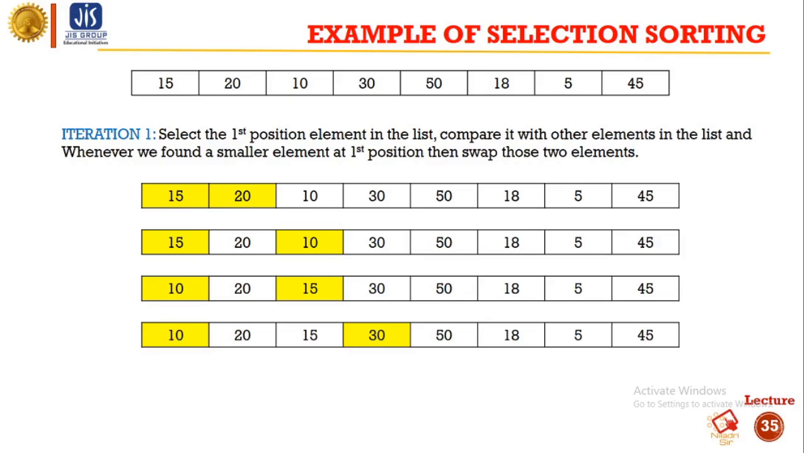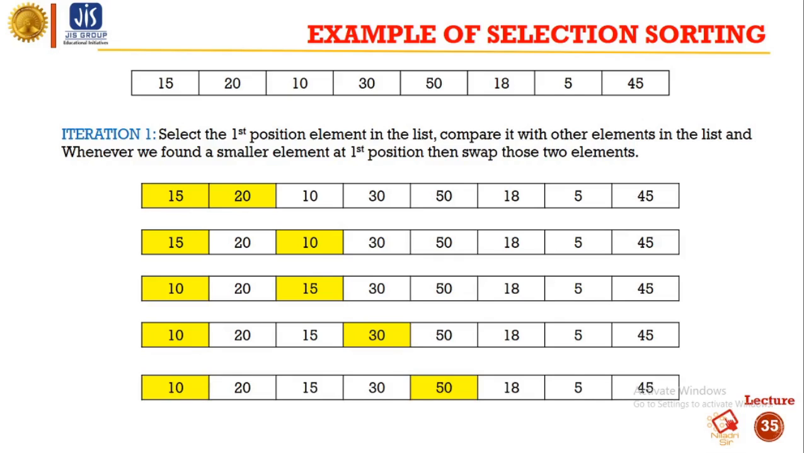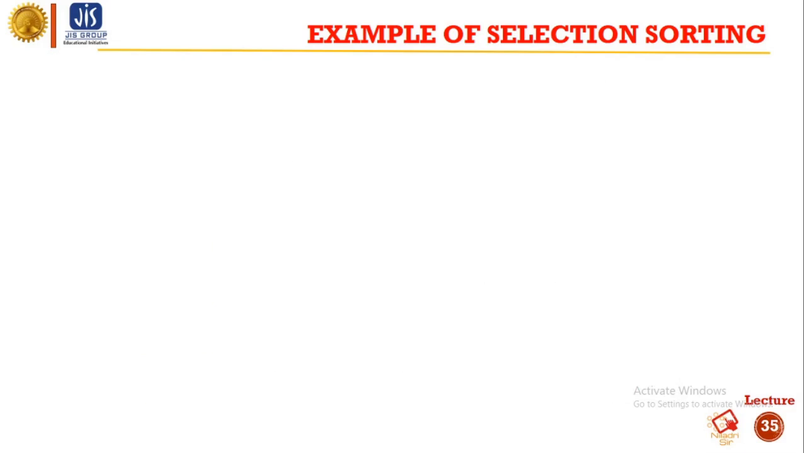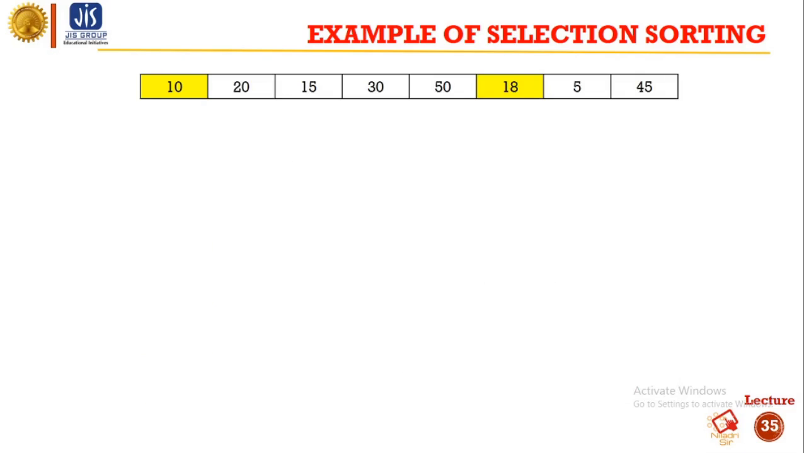Here you can see that 10 is compared with 30, and 30 is greater than 10, so there is no change. Next, 10 will be compared with 50, and here 50 is also greater than 10, so there is no swapping. Next, 10 will be compared with 18. Here also the same thing will happen, as 18 is greater than 10, so there is no change.